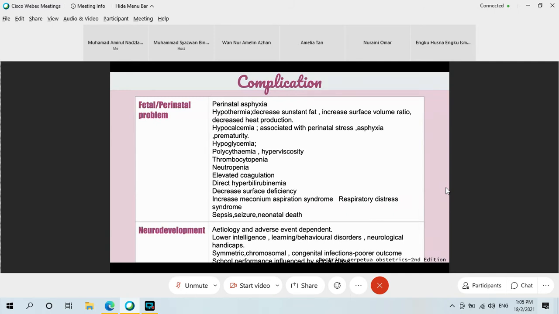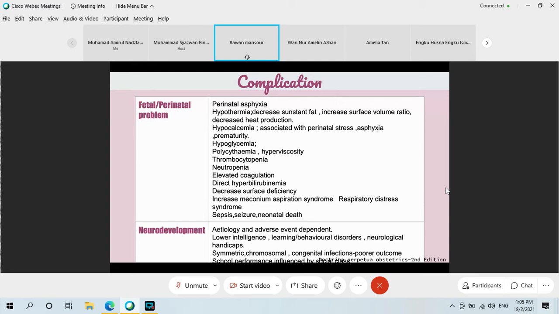Okay, Assalamu alaikum. I will proceed with the complication and management. For the complication part, I classified it into three main types, which are fetal and perinatal complication, neurodevelopment complication, and maternal complication. For the first one, perinatal asphyxia is the most common complication, which is deprivation of oxygen to a newborn infant or the fetus. The most affected part is the brain, which is important for the baby to develop and will lead to neurodevelopment problems. I will mention it later.